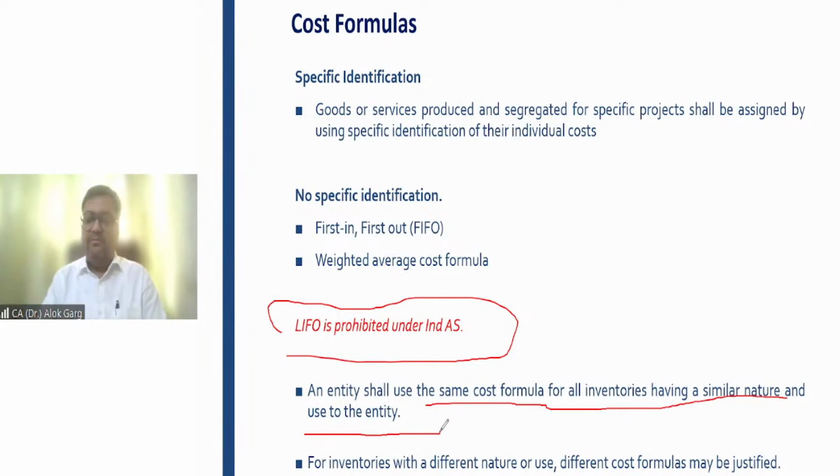For example, the entity is into trading of three goods: cold drink and grocery, let's say rice and pulses. For cold drink, they can use the FIFO method. For rice and pulses, they can use the weighted average. So the entity has to use the same cost formula for all inventories having a similar nature and use to the entity. For inventories with a different nature or use, a different cost formula may be justified, right?